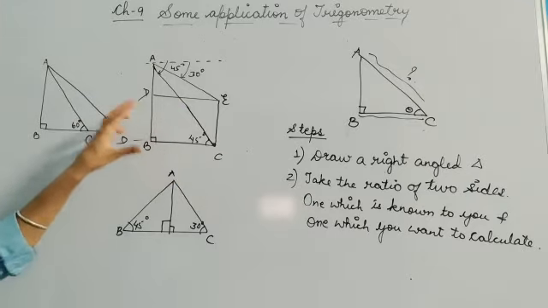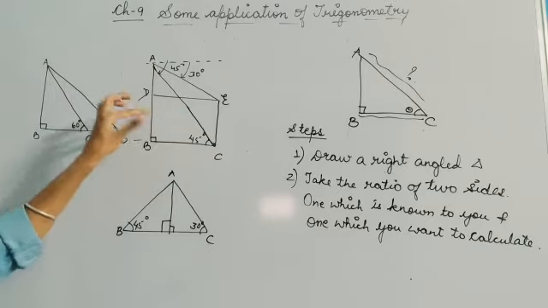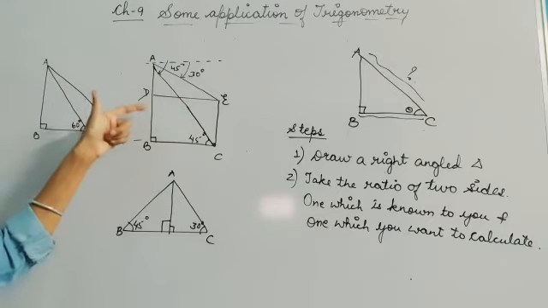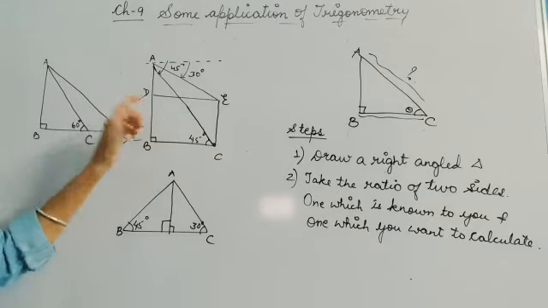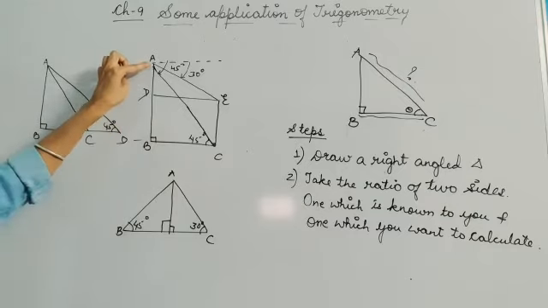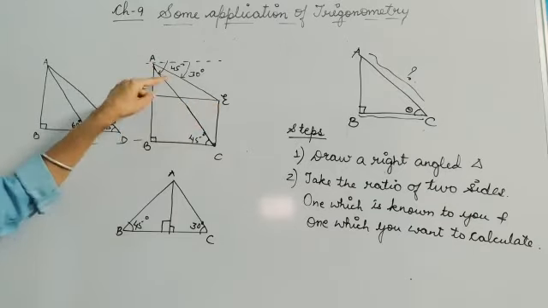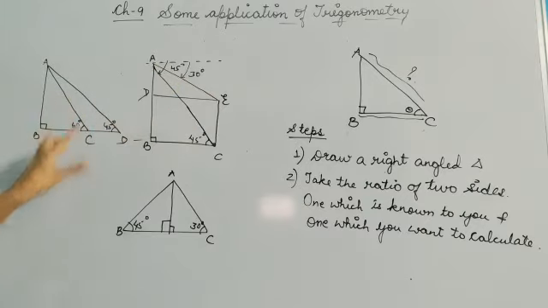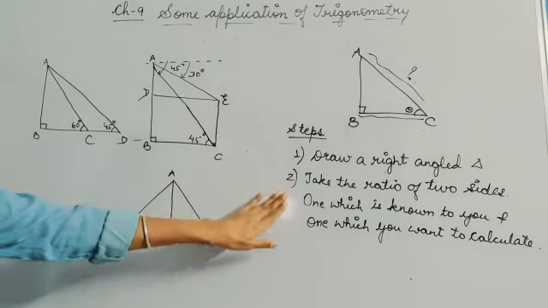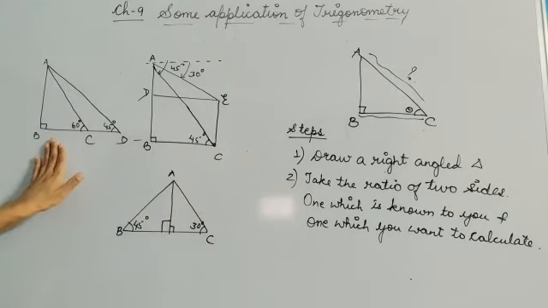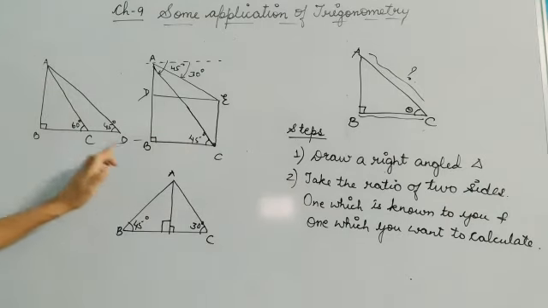You will be taking the ratio of two sides in which one will be given to you and the other will be asked. Then you will of course be taking ADC also. So you will be working in both the triangles. Here also you are getting two right angle triangles over here. So you will be finding the ratio of two sides in triangle ABC, and also in ABD.